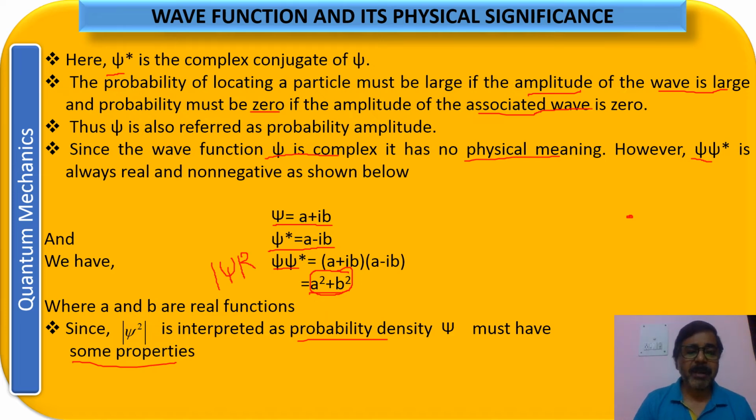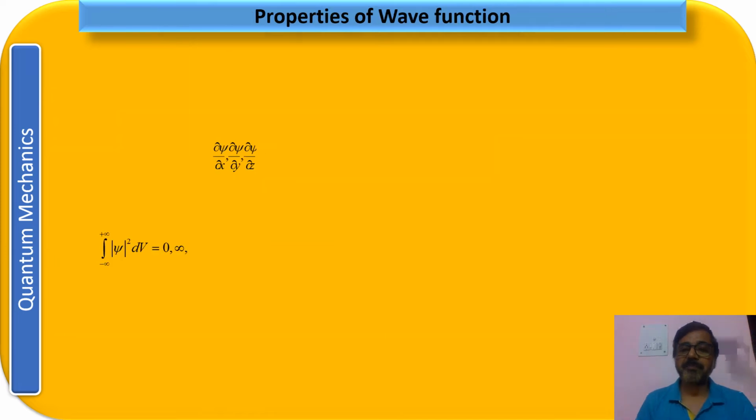If it is a probability density, it must have certain properties, and let us look into what those properties can be, so that it is not going to violate any fundamental principle. All right, so let us see some of the meaningful properties of the wave function psi.